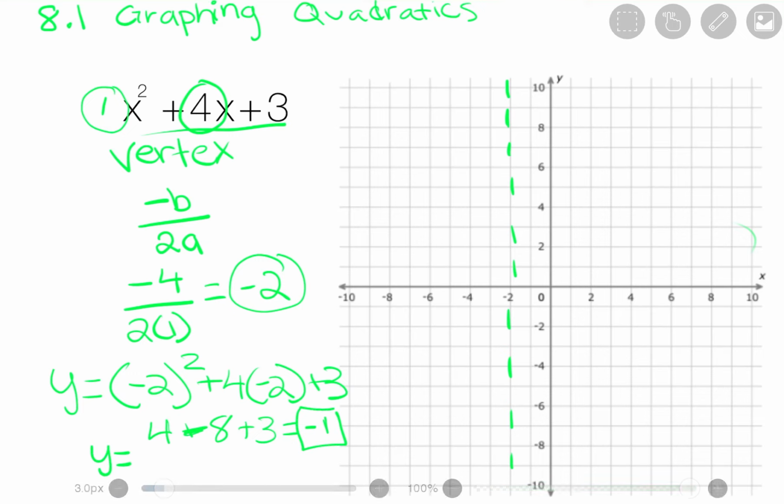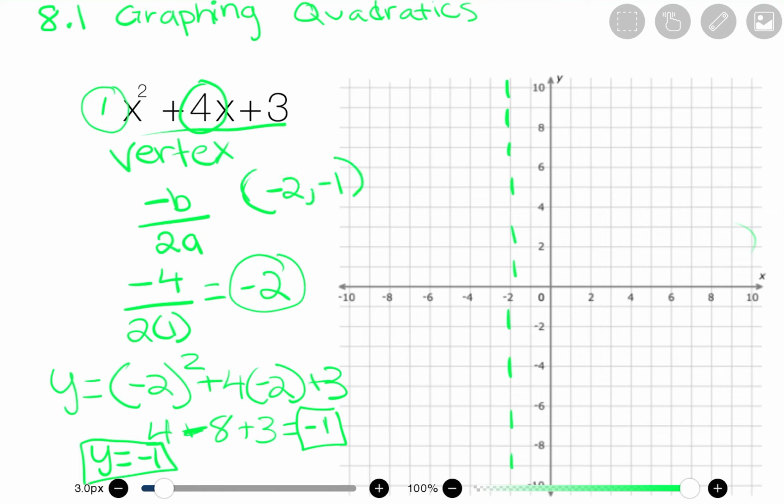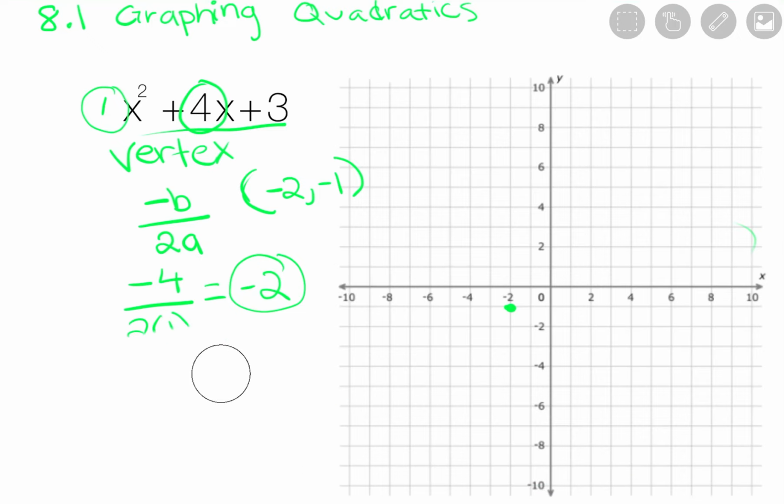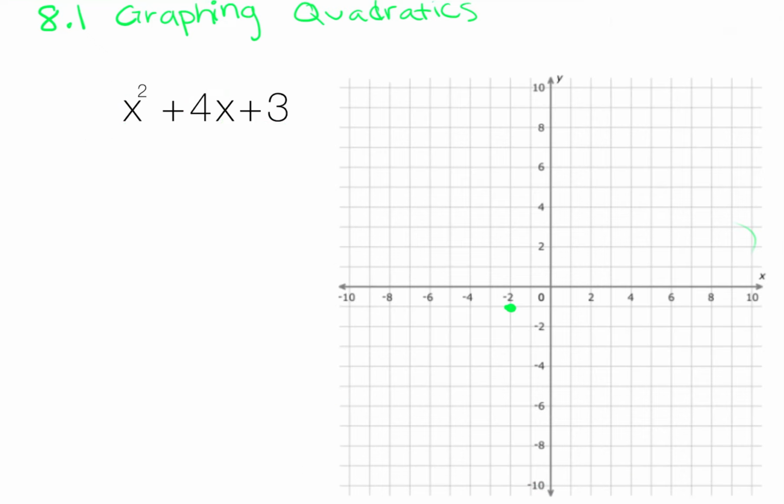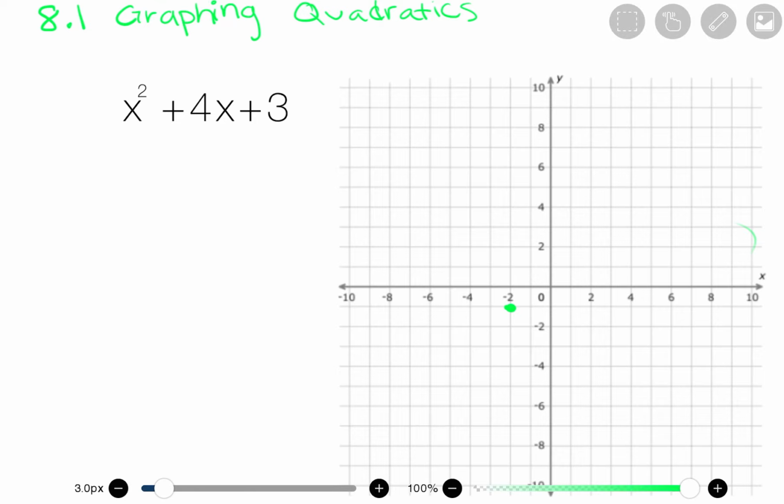So y equals negative 1. That means the point for our vertex is going to be negative 2, comma negative 1. That's our vertex point, so let's plot that. Let's take out the axis of symmetry, and let's plot negative 2, comma negative 1, which is going to be right here. Now that we have this point, we can get started on mapping out the rest of our graph. Let's erase all this.